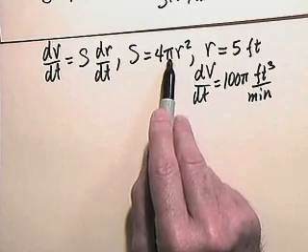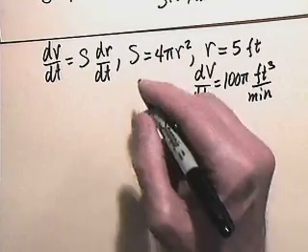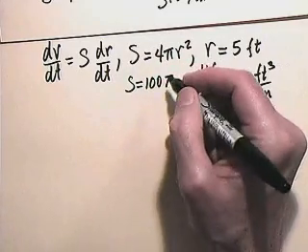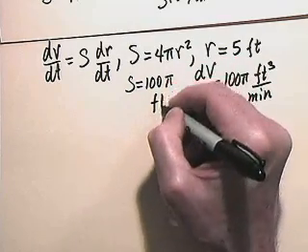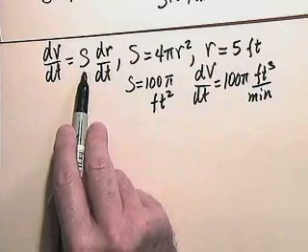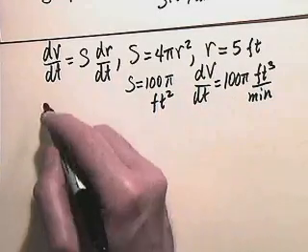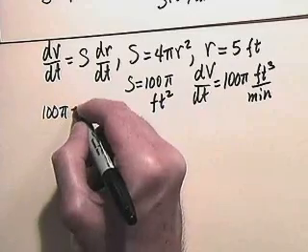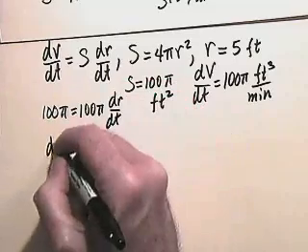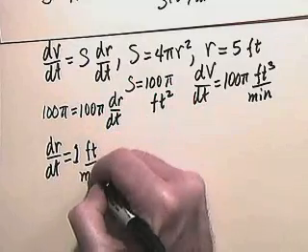So what about S at the instant we're interested in? S is 4 times pi times 5 squared. 5 squared is 25 times 4 is 100 pi. So at the instant we're interested in, S is 100 pi, and of course our units of length are feet, so this would be square feet. So let's look at our equation here. dV/dt is S times dr/dt. dV/dt numerically is 100 pi. S numerically is 100 pi, so that equation becomes 100 pi equals 100 pi dr/dt. And so that tells us dr/dt is simply 1 foot per minute.